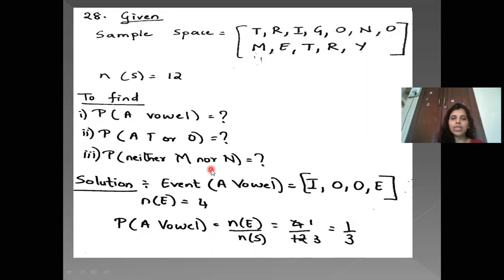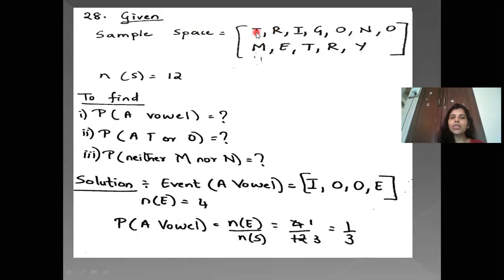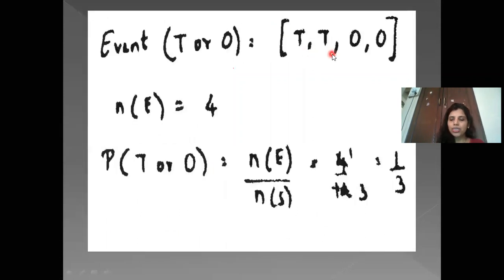Now we go to the next part of the question, a T or O. Here you can see in the word trigonometry there are two T's, so we listed two T's. Then there are two O's, so we have listed two O's. So the number of events becomes 4.